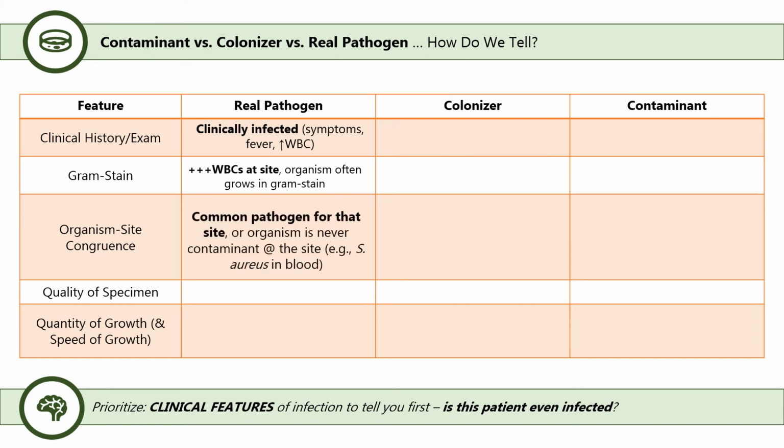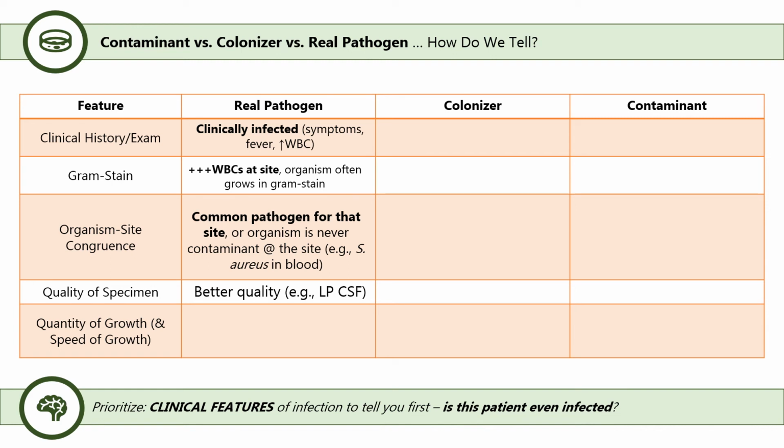Organism site congruence refers to whether or not that organism is a typical pathogen at the site that we collected the specimen from. So for example, a wound swab having Staphylococcus aureus, or the possibility that the organism is never to be considered a contaminant at that site. So for example, if there's Staphylococcus aureus in the blood, I would consider that a real pathogen every time since it's never considered a contaminant. The quality of a specimen with a real pathogen might be one that is of better quality. So for example, a lumbar puncture for a CSF versus an external ventricular drain, which could be contaminated by external organisms.